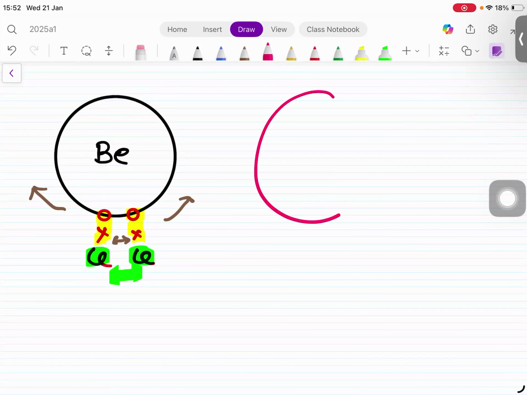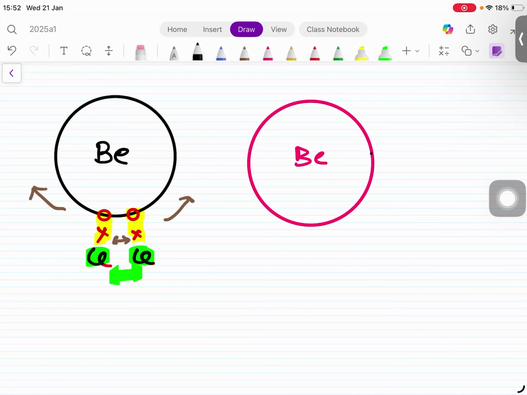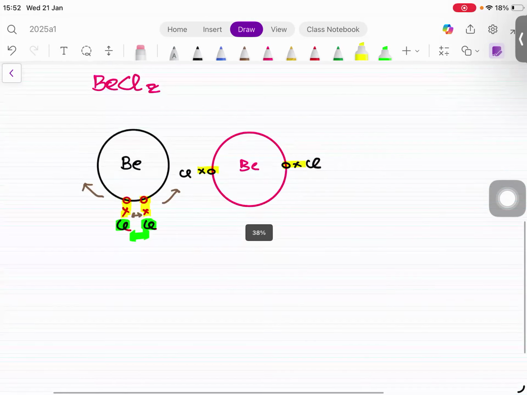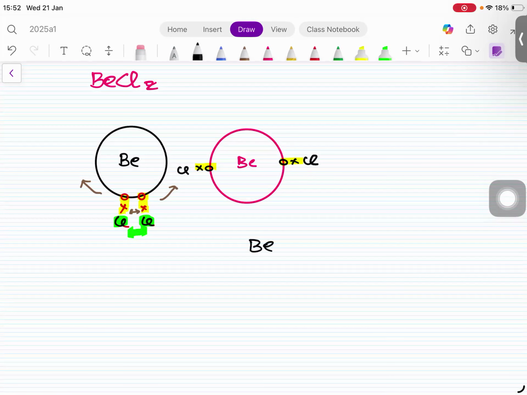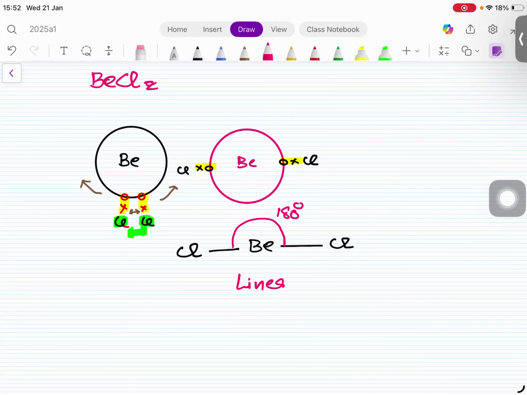Once they go to this point, this is beryllium. Look, here. Once they are exactly opposite to each other, am I right? This is the point where they have minimum repulsion and maximum distance, right? So on this basis, the beryllium chloride molecule will adopt a shape like this, in which the two chlorine atoms are exactly at 180 degrees from each other. This is the angle between these two bonds. And what is this angle? 180 degrees. And what is the shape of this molecule in this case? It's linear.